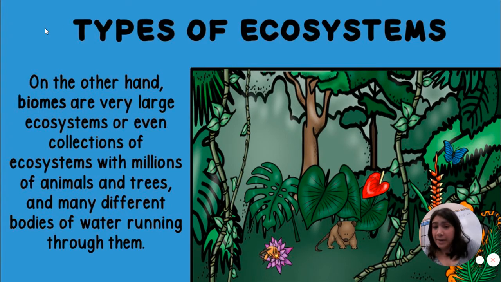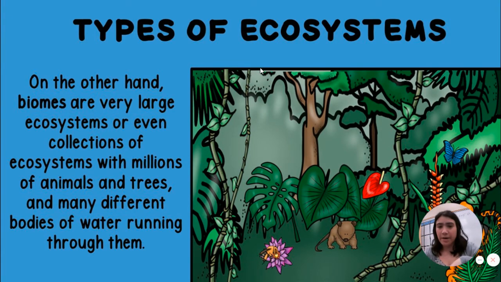Then we have a biome, which is a super large ecosystem or even collections of ecosystems with millions of animals and trees and many different bodies of water running through them. This can be like the whole Sahara Desert. This could be the whole of Antarctica. This can be really, really large. Some of our Earth doesn't always change. Like Antarctica, it is super similar in its climate for the whole continent down there. So that's going to be a biome.